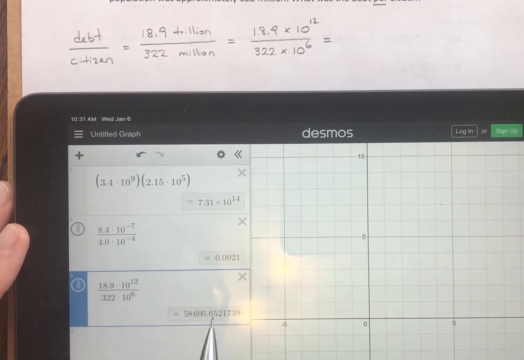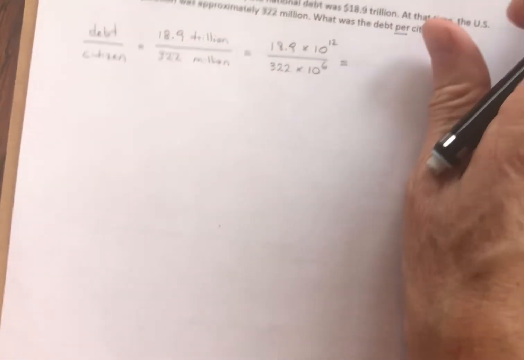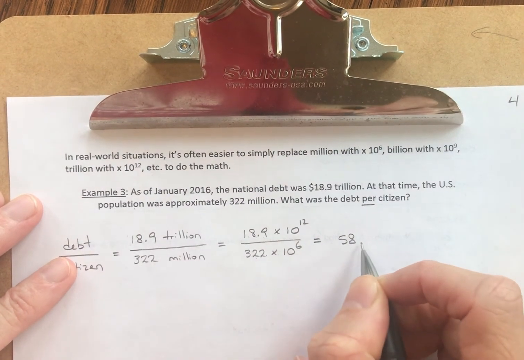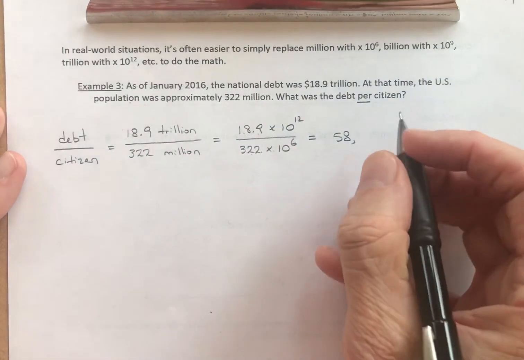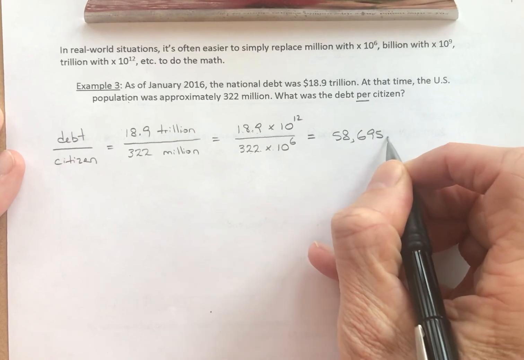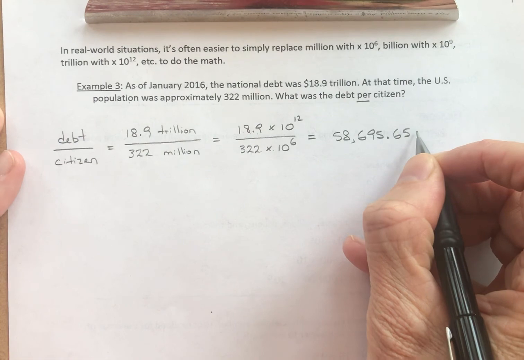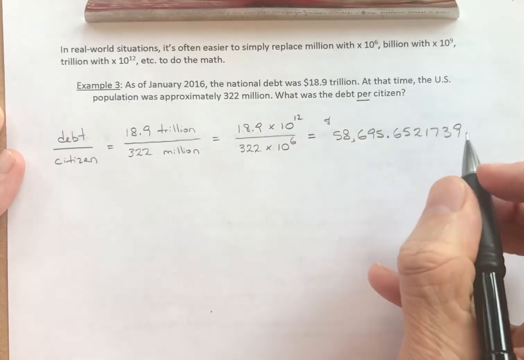Desmos told us this is 58,695 point, well, we've got change here, 6521739. Make sure you can see it. Okay, well this is money, debt per citizen.